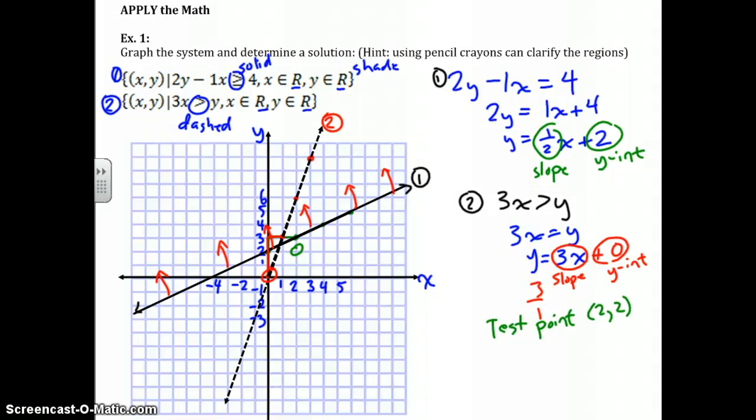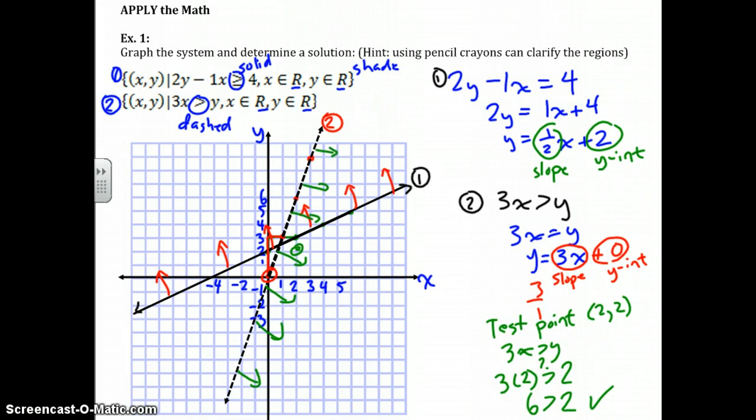So we plug into our original equation, which is 3x greater than y. So we sub into there, it's 3 times 2. Is that greater than 2? Is 6 greater than 2? Well, yes, it is. So that means the side of the line with this test point here is our solution set for that. So it's everything on this side of that line.